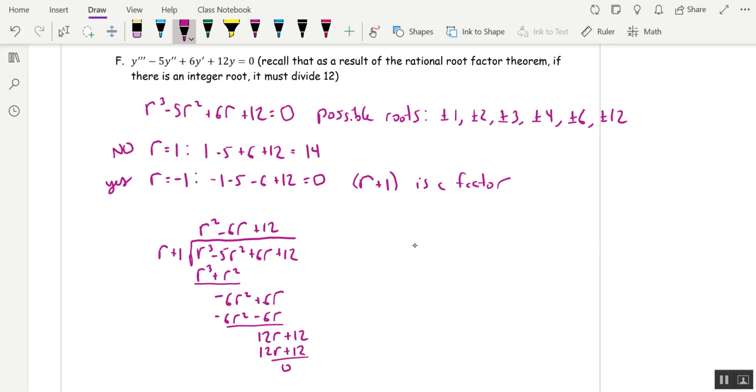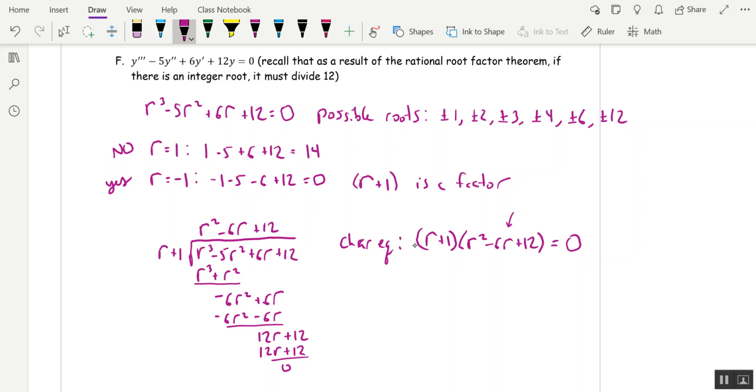So our characteristic equation now looks like r plus 1 times r squared minus 6r plus 12 equals 0. We know one root is negative 1. Now we need to find the roots of this guy. So we look at it and we say, does it factor? No, it doesn't. Bust out the quadratic equation.